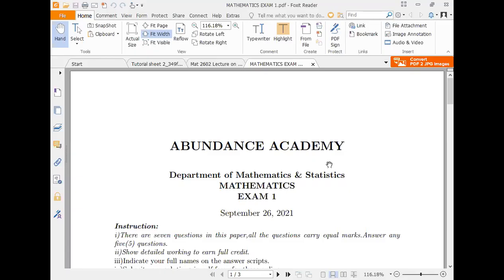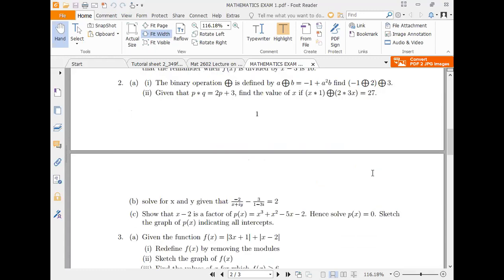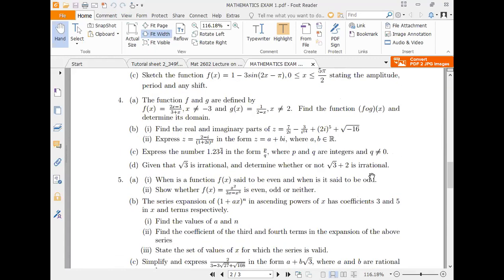So we're looking at question 4 of this paper. A, the functions f and g are defined by f of x and g defined in that way. Find the function f of g and determine its domain.